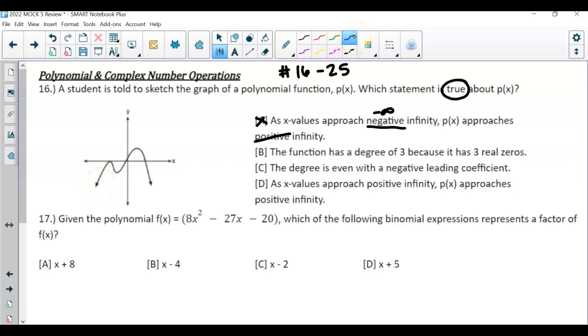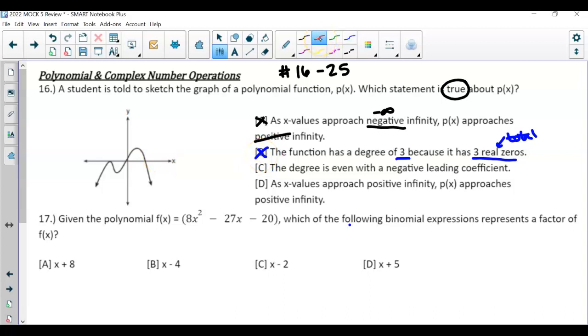B said that the function has a degree of 3 because there are 3 real zeros. Now, real meaning our total number of zeros, which includes multiplicity. So here we have 1, 2, 3, but how many total? This is a bounce with a multiplicity of 2. Slice is 1. Slice is 1. So notice how we actually have 4 total zeros. So this is actually a degree of 4. So B is not our answer.